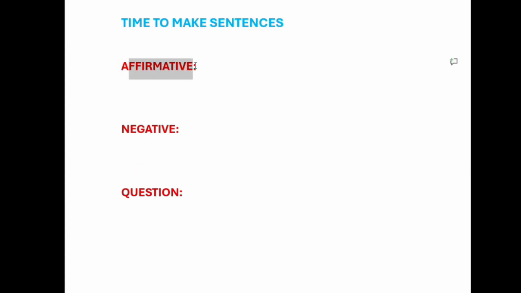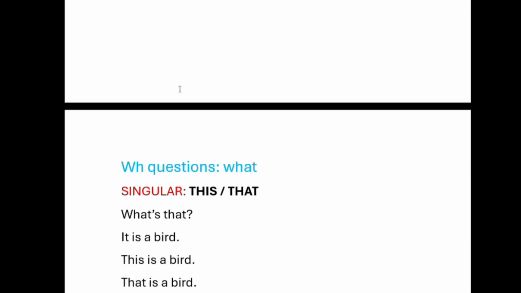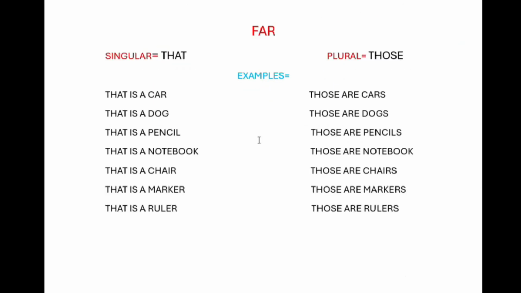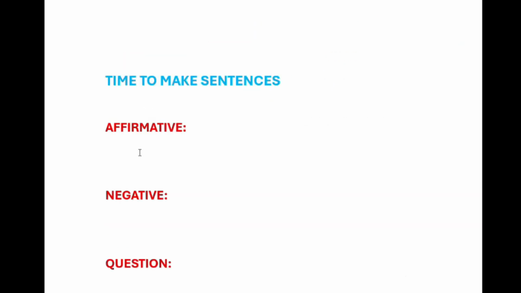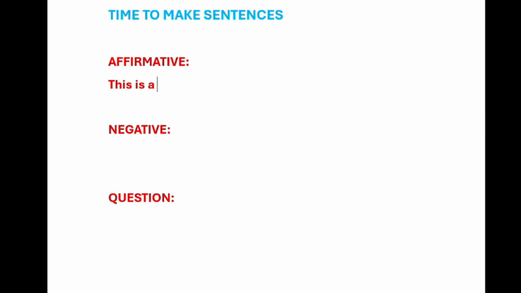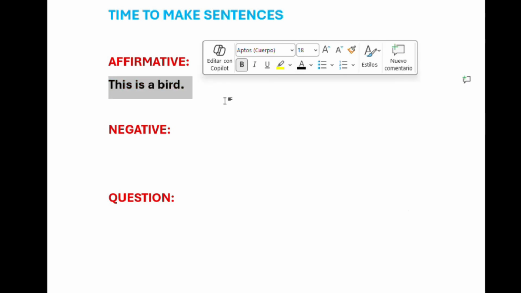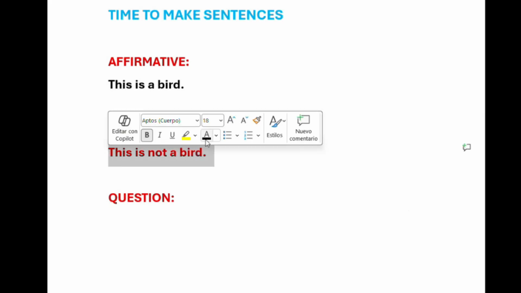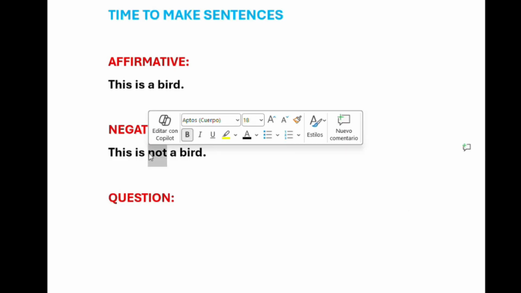So in this case, we have affirmative. Look at this, I'm going to use this in singular form, okay? This is a bird. I love birds. And this is the affirmative form. And what is the negative form? This is not a bird. This is the negative form. It's very easy. You need to add the not here.